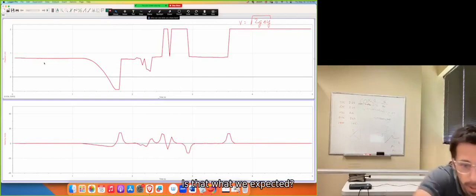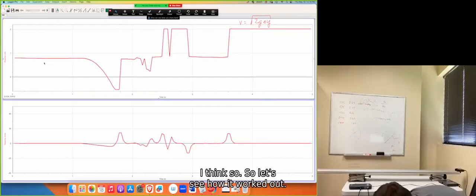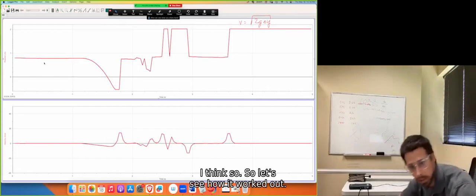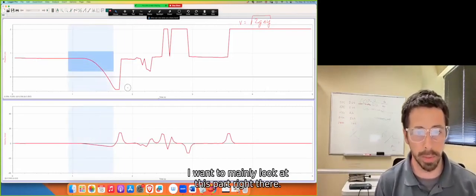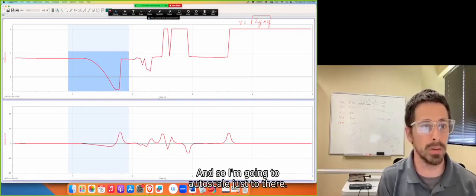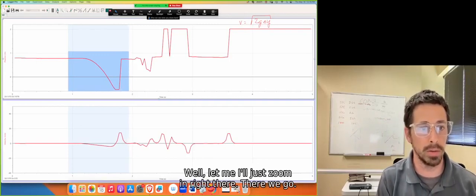All right, is that what we expected? I think so. I hope so. Let's see how it worked out. I want to mainly look at this part right there, so I'm going to auto scale just to there. Will it let me?